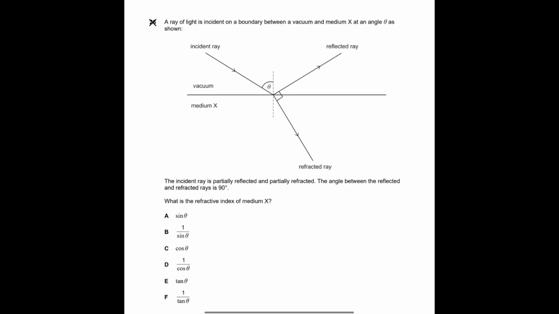A ray of light is incident on a boundary between a vacuum and a medium x. Okay, so let's call this phi. What we've got is, this is vacuum, so that's going to be 1 times sine theta. Snell's law is, let's call this refractive index n, n sine phi.